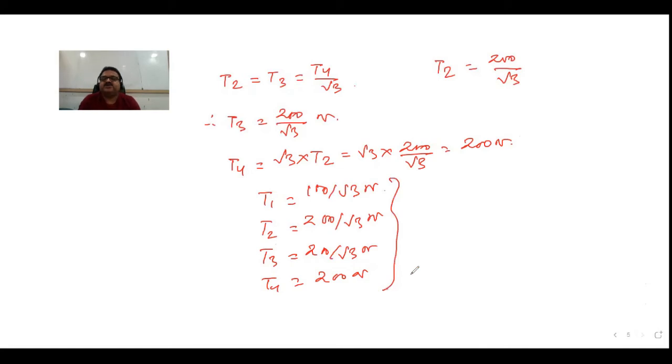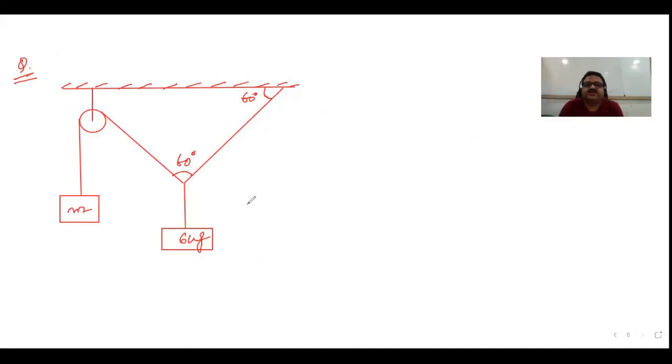Okay, so let's solve a few more problems. Look students, another problem is given here. There is a pulley which is massless, and a mass M is connected through this string with this pulley, and the system is shown in the figure. We need to calculate the value of M. The question is, what is the value of M? And it is given that the entire system is in equilibrium.